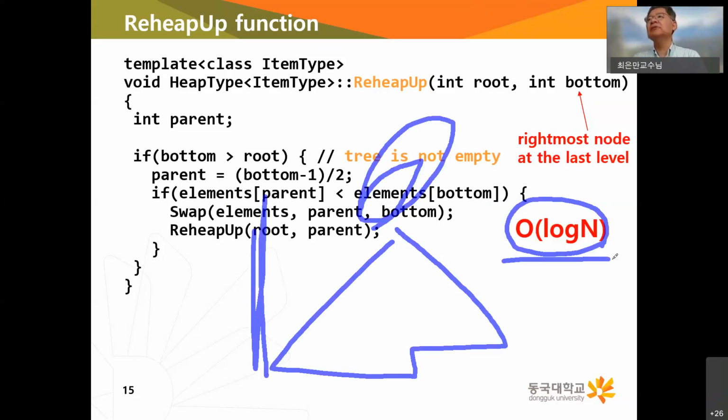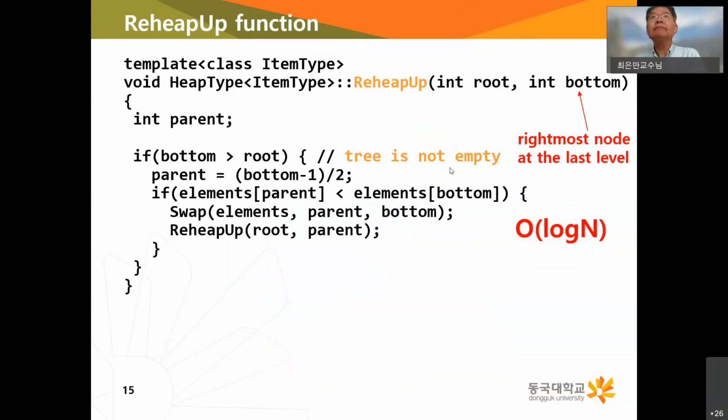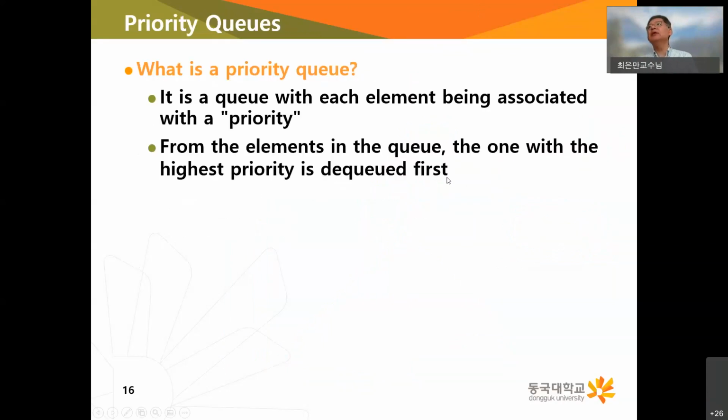So the time complexity for the heap up and heap down, both are the same, the order of log n, because this depth of the complete binary tree should be log n, right? Okay, any question?